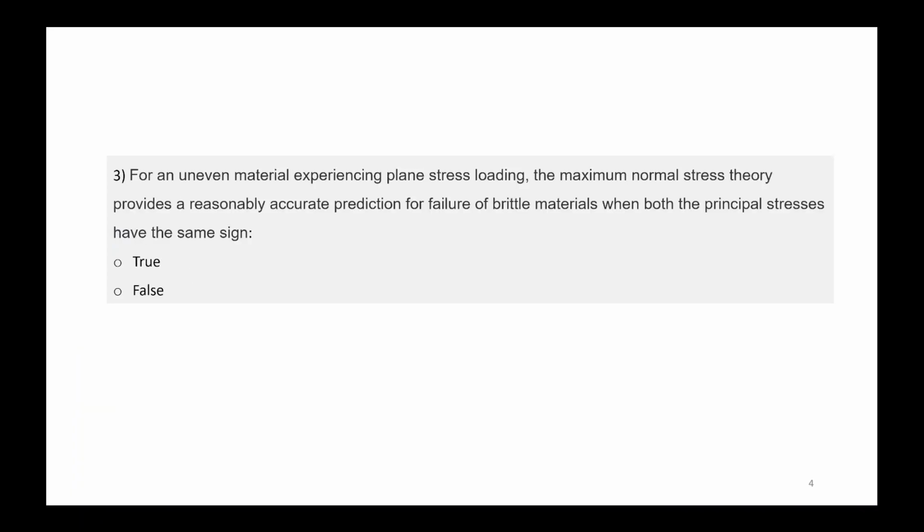Now the third question is: for an even material experiencing plane stress loading, the maximum normal stress theory provides a reasonably accurate prediction for failure of brittle materials when both the principal stresses have the same sign. Your options are true and false. The answer will be true. This can be explained as I told in the previous lecture: brittle material failure is predicted by the principal stress theory. So this will be true.